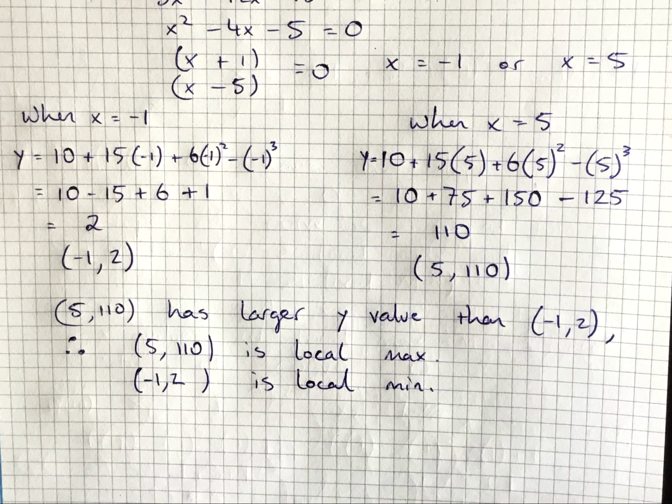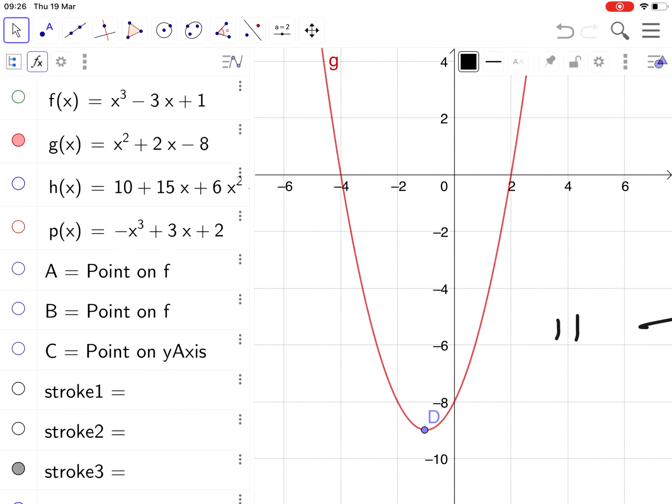So what I've mentioned here, 5, 110 has the larger y value. So if you look at the y values of these 2 points, 2 and 110, that shows me that the 110 has the larger y value than the 2. And whichever one has the larger y value is the maximum point. So I can say then, therefore, 5, 110 is the local max and minus 1, 2 is the local min. And that's what we're hoping for.